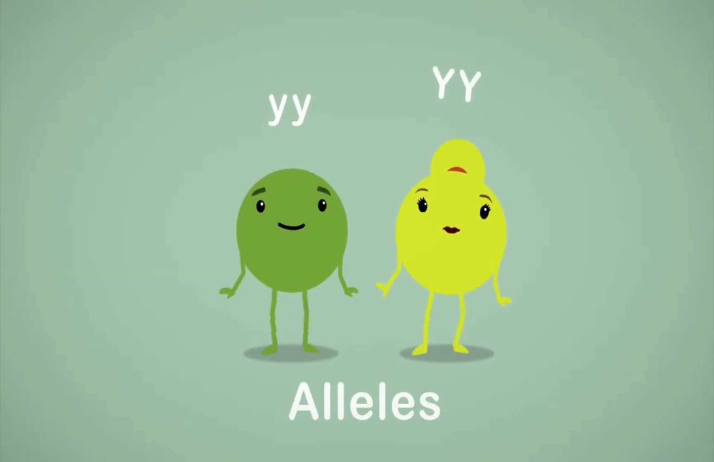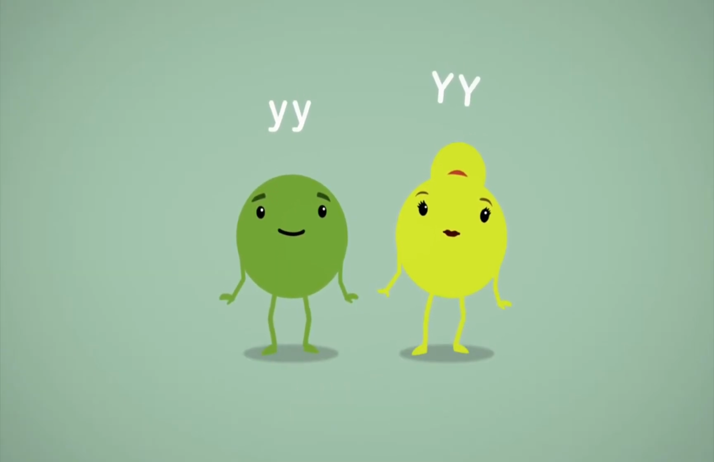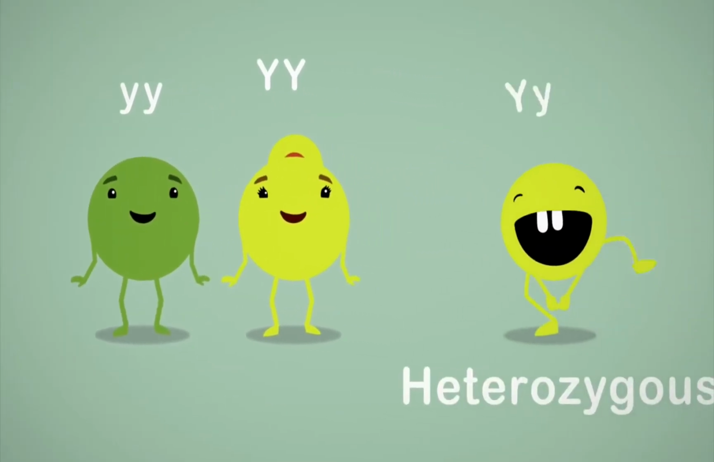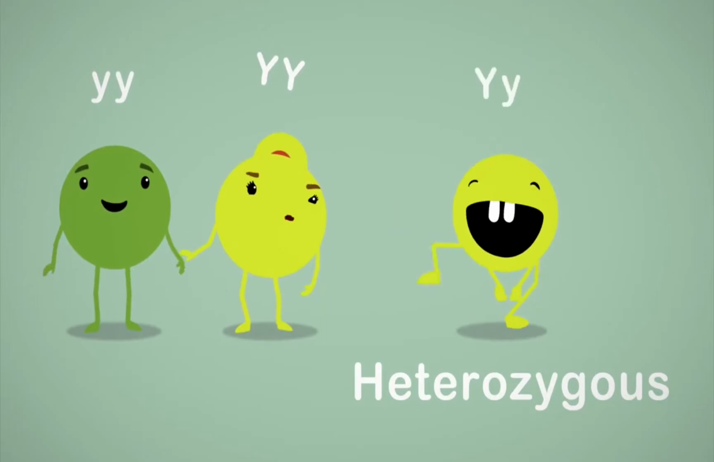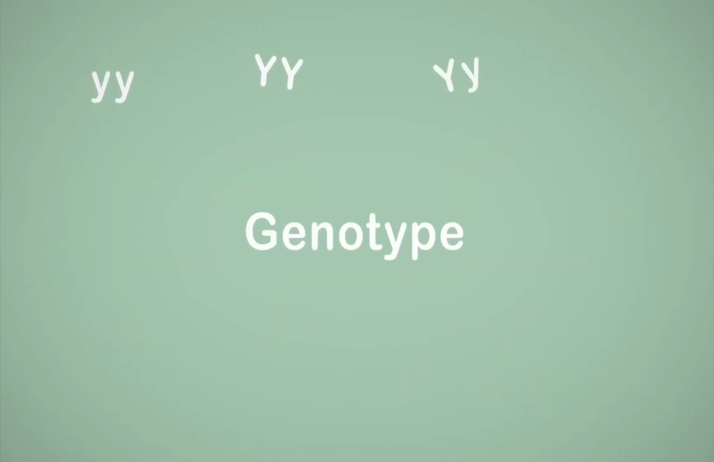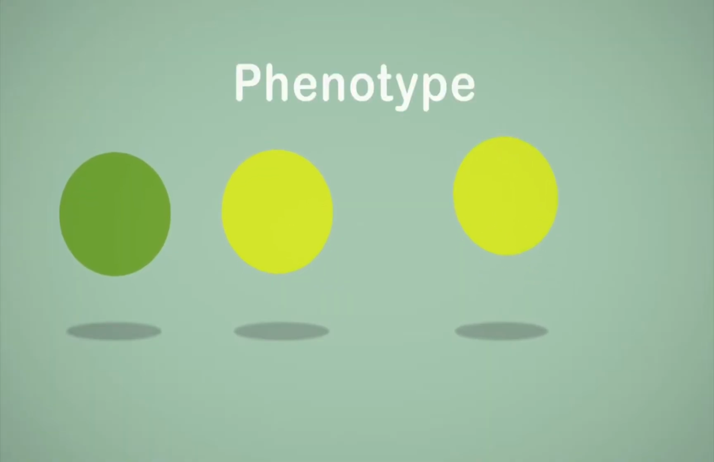Depending on which type of allele Mendel found in each seed, we can have what we call a homozygous pea, where both alleles are identical, and what we call a heterozygous pea, when the two alleles are different. This combination of alleles is known as genotype, and its result, being yellow or green, is called phenotype.